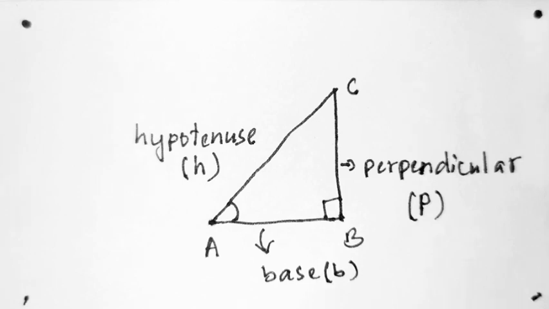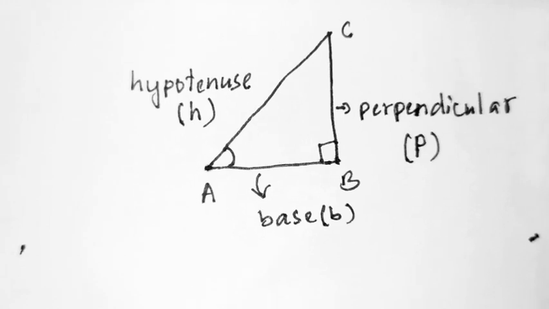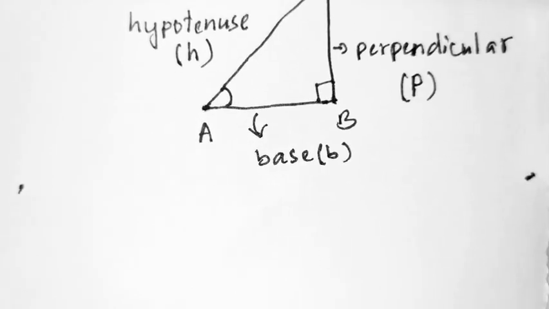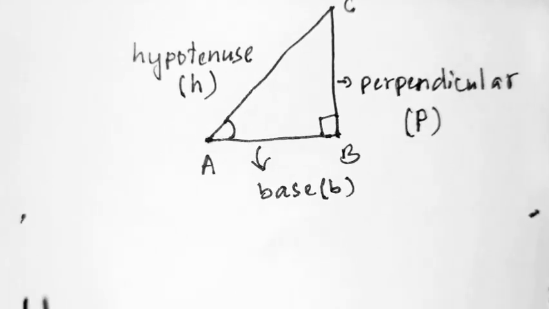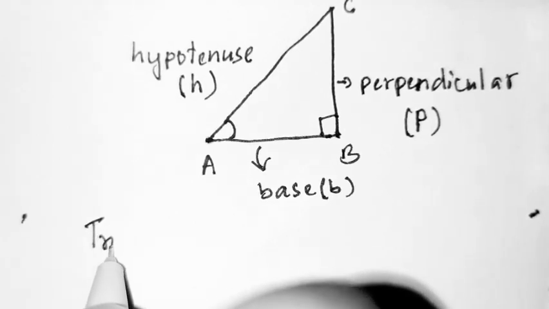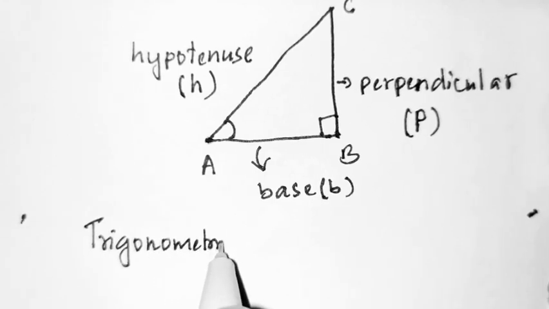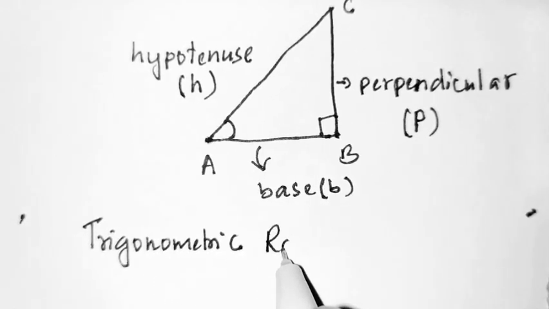To learn trigonometry, we need a starting concept, which is known as trigonometric ratios. So let me write it down here: trigonometric ratios.